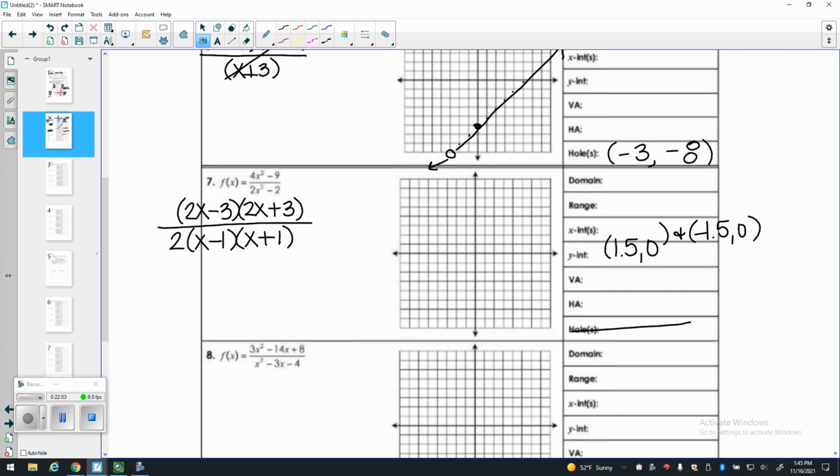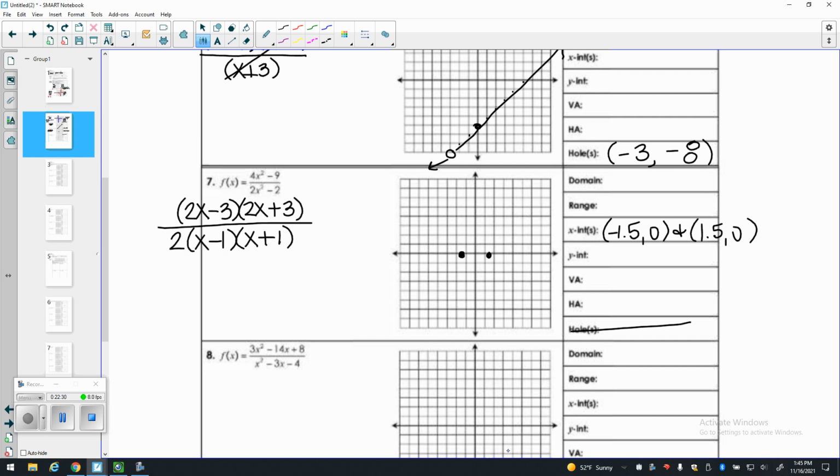Does everybody understand how I got those or not? Well, let's see. You were confused. So I would graph those. Graph them as best as you can. So, good. There's your two x-intercepts.